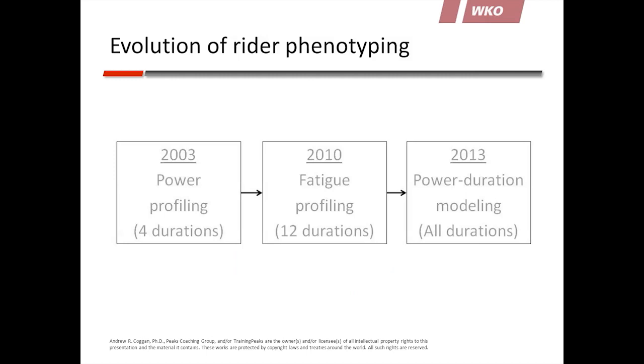I proposed power profiling back in 2003, and I based it on four durations: 5 second, 1 minute, 5 minute, and sustainable power, chosen primarily because they largely, not exclusively, but largely reflect different physiological abilities, and secondarily on convenience. With a kilo, it's possible to set up standards for about 1 minute power for elite cyclists because that's how long a kilo takes, etc.